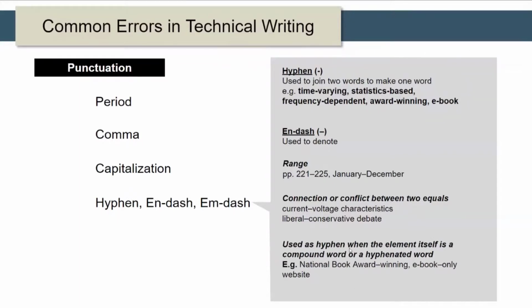It can also be used as a hyphen when the element itself is a compound word or a hyphenated word. So for example, consider the first example, award-winning. So just award-winning, okay, nothing else. So award is the more important word, winning is the less important word. You'd have simply said award hyphen winning. But when we say National Book Award–winning, National Book Award is sort of a compound word, right? So here, instead of using a hyphen after award, you would use an N dash. If the word itself is hyphenated, like e-book, you cannot use another hyphen here. So you would use an N dash. E-book–only website.